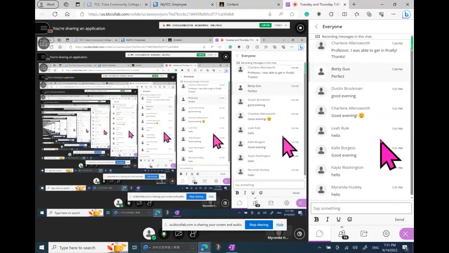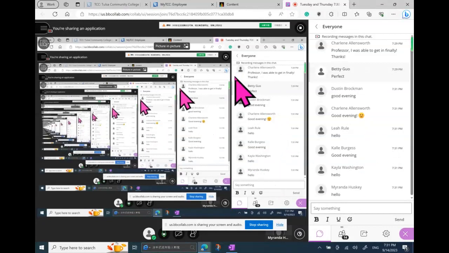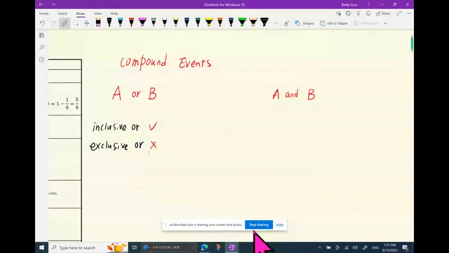Today we are going to cover section 4.2, addition rule and multiplication rule. So the first concept: compound events. What is a compound event? A compound event combines more than one event. We are going to talk about two types of compound events only.